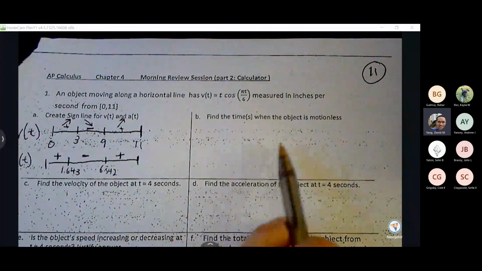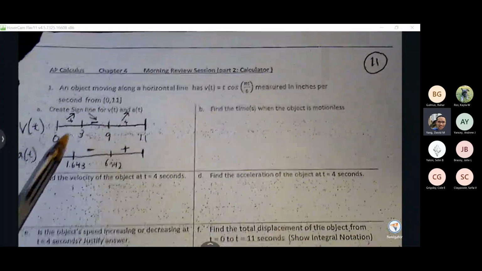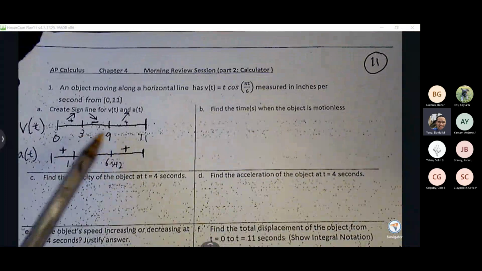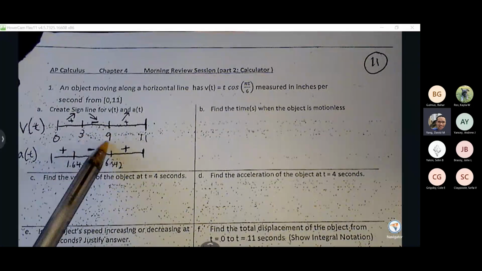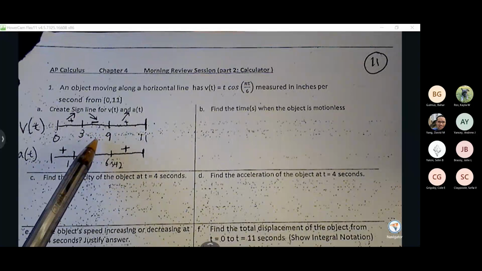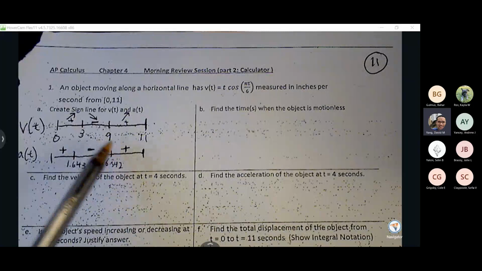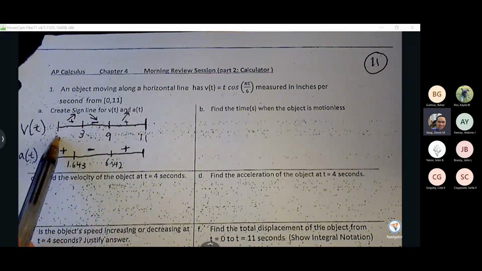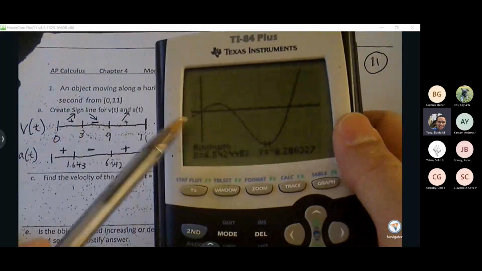Find the times when an object is motionless. Well, we already gathered a lot of information here because these are places where velocity is zero. So the object is motionless and velocity is 0 at 3 and 9. And technically at 0, too, because we see that it actually hits the x-intercept at 0.